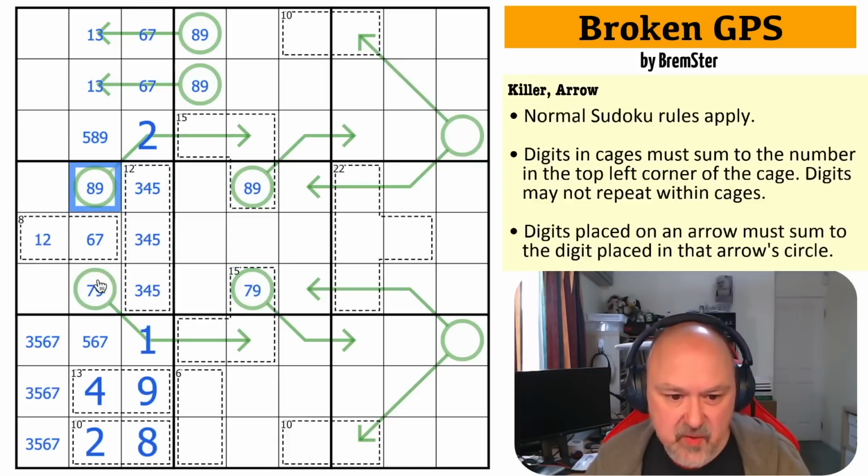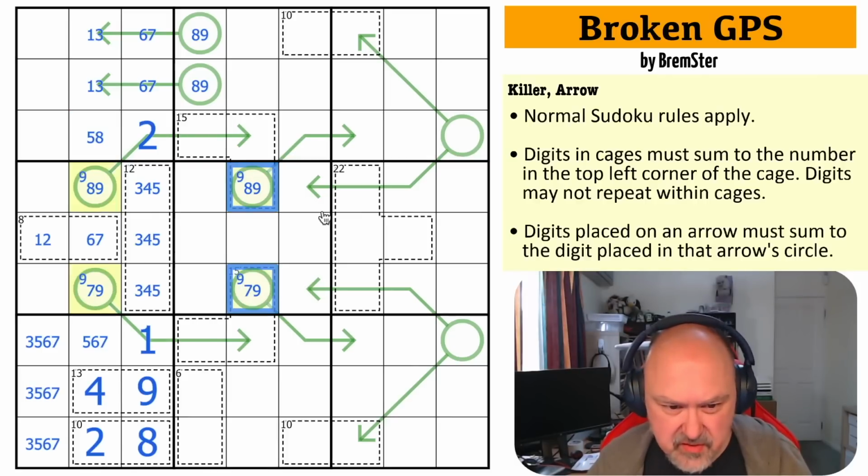So this is an X-wing on 9s. If that's a 9, that's a 7, so that's a 9. If that's an 8, that's a 9, that's a 7, and that's a 9. This is an X-wing on 9s. So 9 is in one of the diagonals on this. So that there is not a 9. 9 is in one of those two, and 9 is in one of those two.